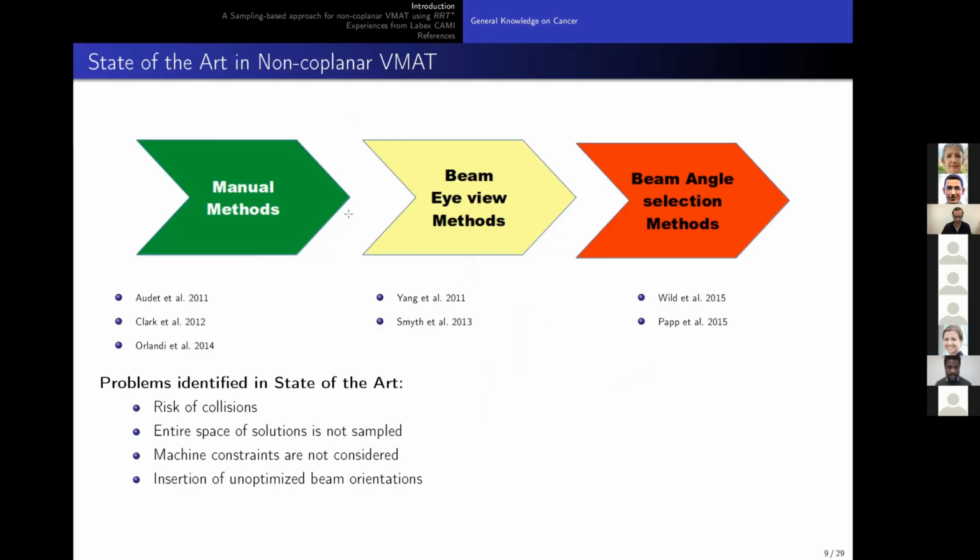In non-coplanar VMAT, there are different state-of-the-art methods like manual methods, beam-eye-view methods, and other methods that depend on beam angle selection. What we identified during our studies of the state of the art is that the risk of collisions was not well studied.